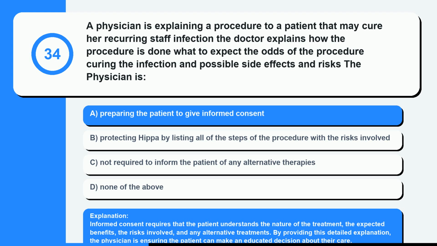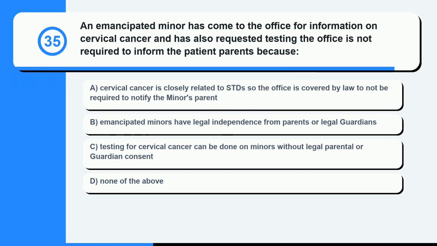Question 34. A physician is explaining a procedure to a patient that may cure her recurring staph infection. The doctor explains how the procedure is done, what to expect, the odds of the procedure curing the infection, and possible side effects and risks. The physician is A. Preparing the patient to give informed consent.